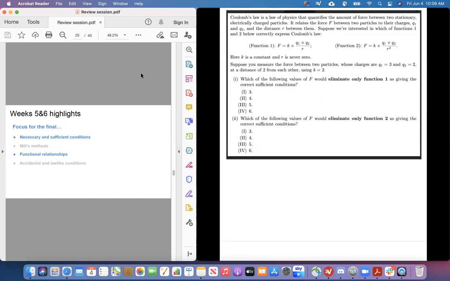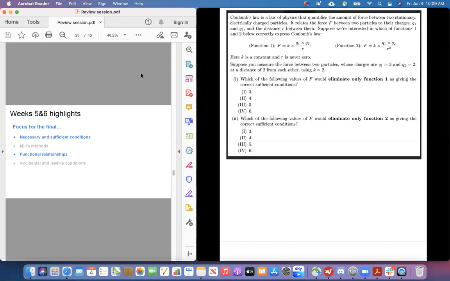Okay, so it's about Coulomb's law. A law of physics that quantifies the amount of force between two charged particles. It relates the force F between two particles to their charges, Q1 and Q2, and the distance r between them. So suppose we're interested, as usual, in which of two functions correctly expresses Coulomb's law. Here's function 1: F equals k times Q1 times Q2 divided by r. And function 2 is k times Q1 times Q2 divided by r squared. Here k is a constant and r is non-zero.